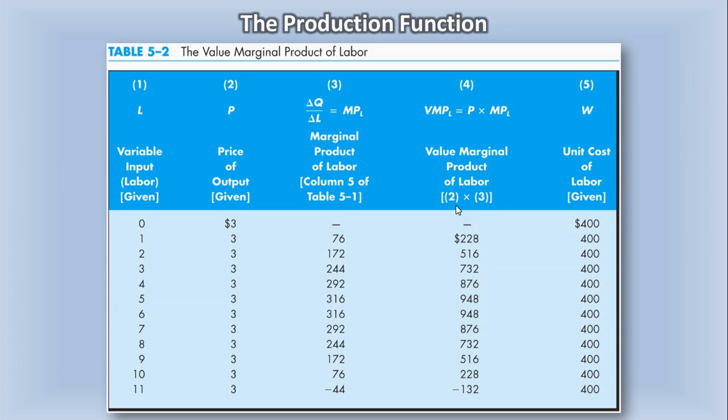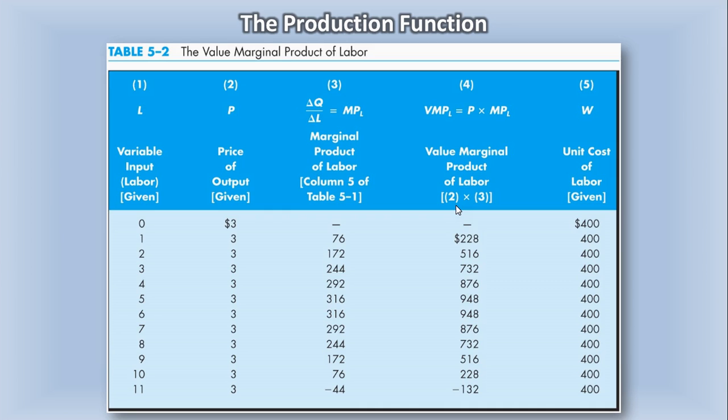And the 10th worker is the one where the extra benefit of hiring that person becomes less than the extra cost of hiring that person. We see that the value of the marginal product of that 10th worker is $228 worth of goods that they can produce, but of course the cost of hiring that worker is $400, and therefore the marginal benefit, the extra benefit gained from employing one more worker, is outweighed by the marginal cost, the extra cost incurred by hiring one more worker, and therefore it doesn't make sense to hire that 11th worker, the 10th worker, sorry.